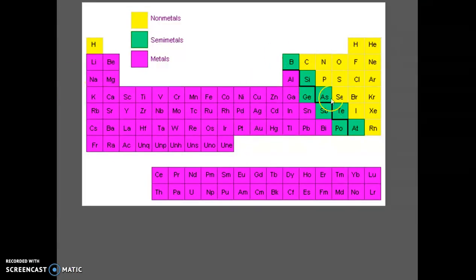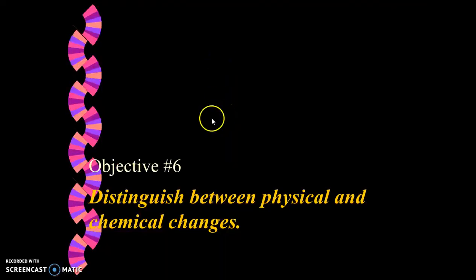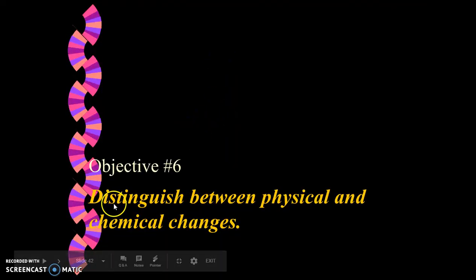So if I have a metal combining with a nonmetal, I make an ionic compound. If I have two nonmetals bonding together, I make a molecular compound. And I also want you to notice that hydrogen, even though it's over here on the metal side because it has one valence electron, that's why it's there, hydrogen behaves like a nonmetal. So that concludes objectives 4 and 5 for Unit 1.